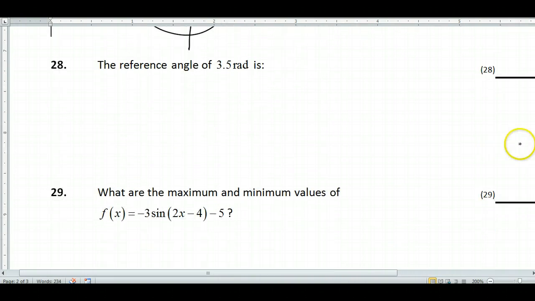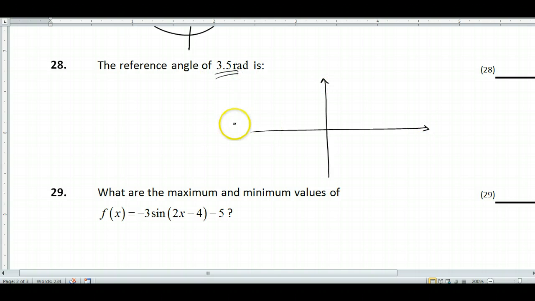28. Reference angle of 3.5 radian. Okay, that's not a difficult one. We know the reference angle is the acute angle between the terminal side of the angle and the x-axis. The question is, where's 3.5 radian? You need to be able to think in radian. This is 3.14. Half of it I'm going to round to 1.5. And then this one would be 4.64 right here. And then this is 6.28, or 0 actually. So where's 3.5? Well, it's going to be right here. This is where 3.5 radian is.